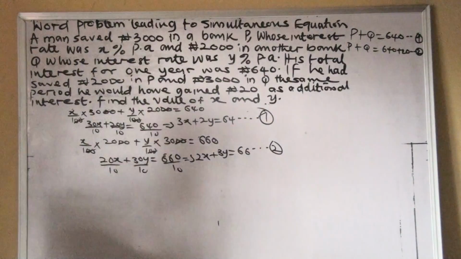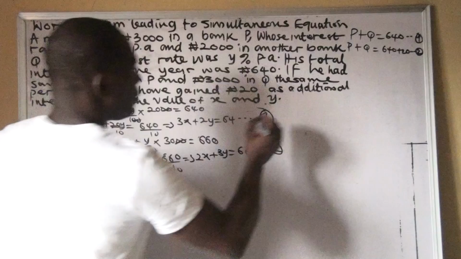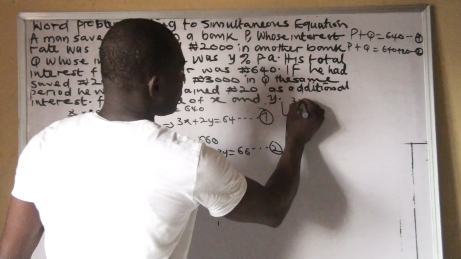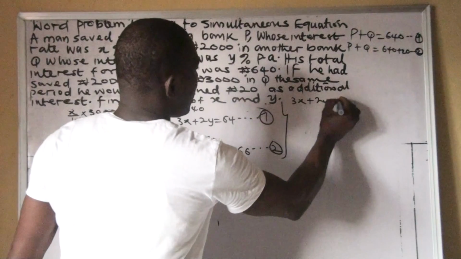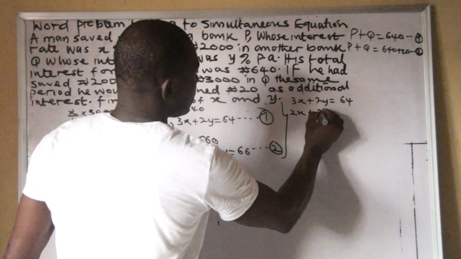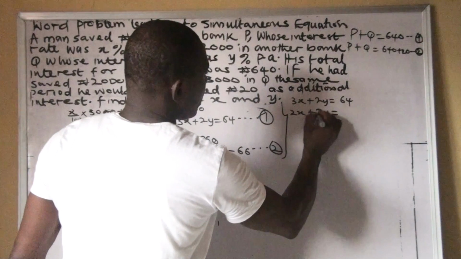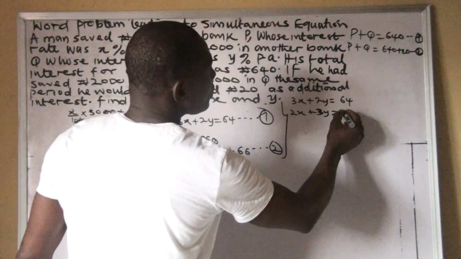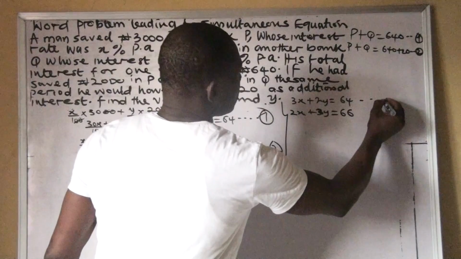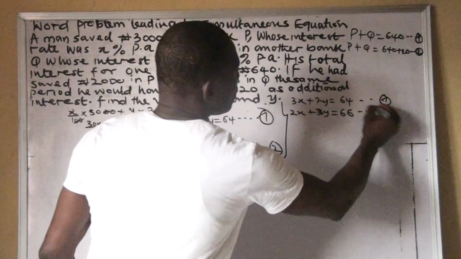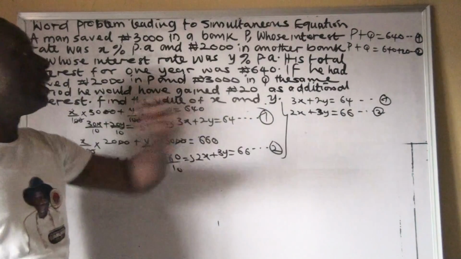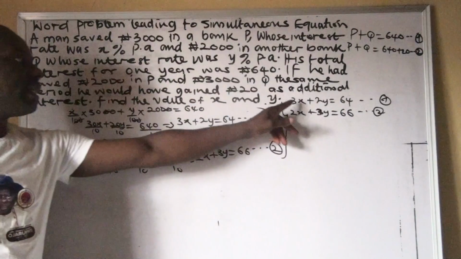Okay, now these are the two equations. Let me write them here. I will have 3x plus 2y is equal to 64, and here we have 2x plus 3y is equal to 66. Equation 1 and equation 2. So here we will use the elimination method. We will eliminate x.